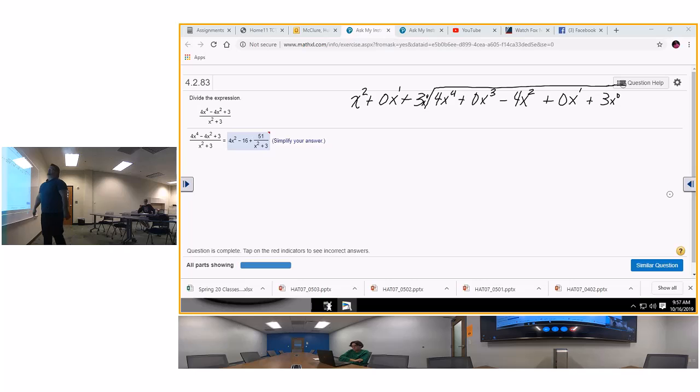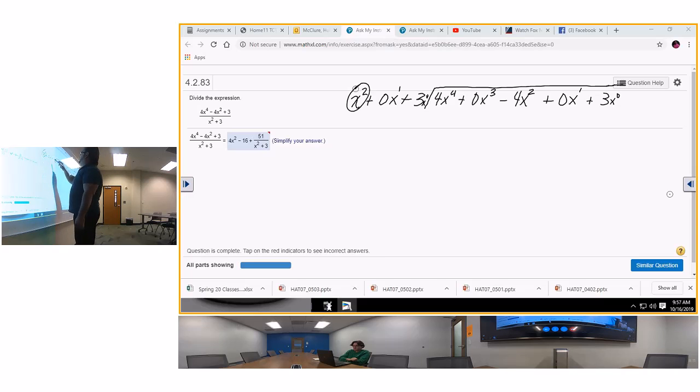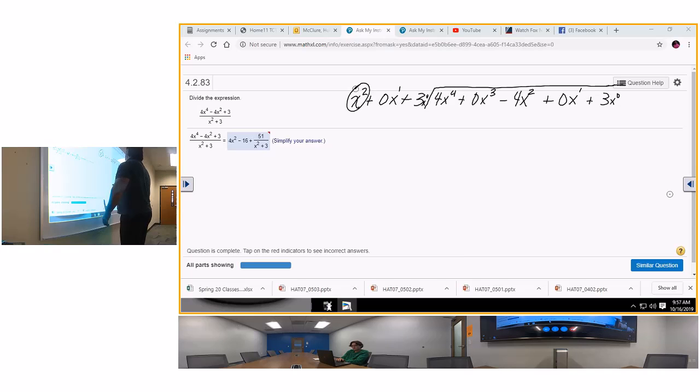How many times will x squared go into 4x to the fourth? 4x squared. Good job. So now we multiply. 4x squared times that is 4x to the fourth, which it should be. 4 times any 0 is what? 0x cubed. And what's 4 times 3? 12. X to the what? Second.